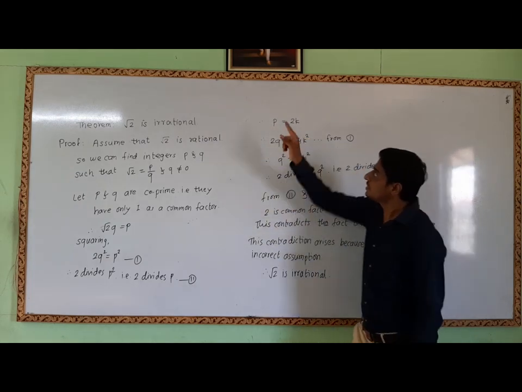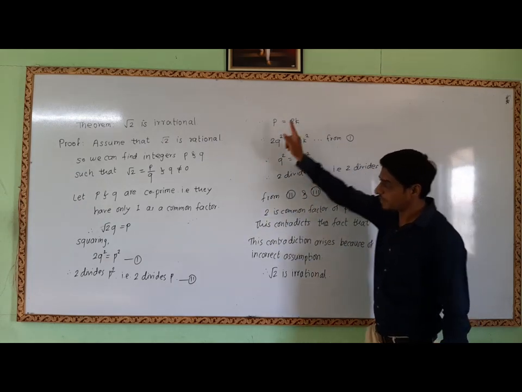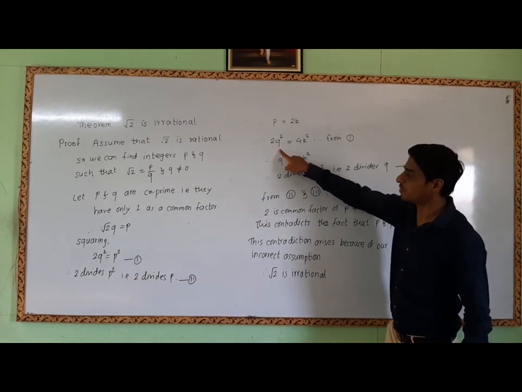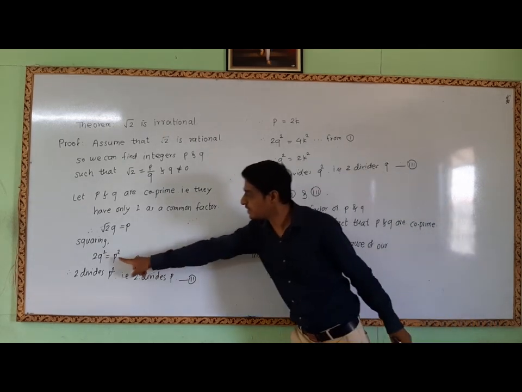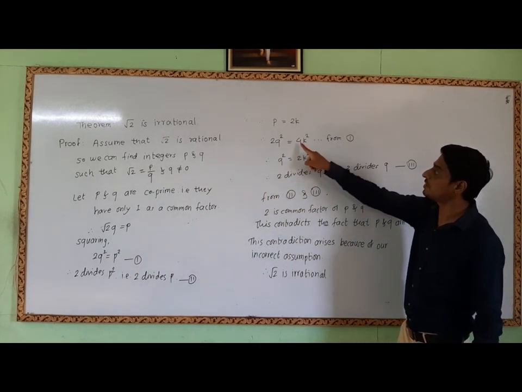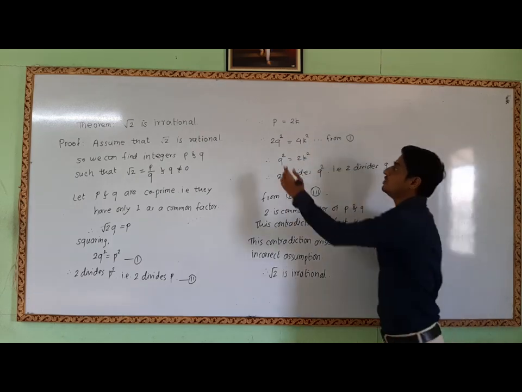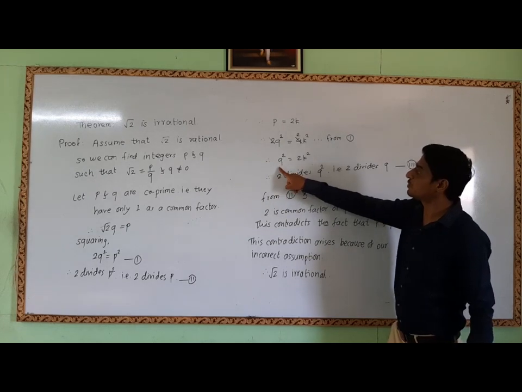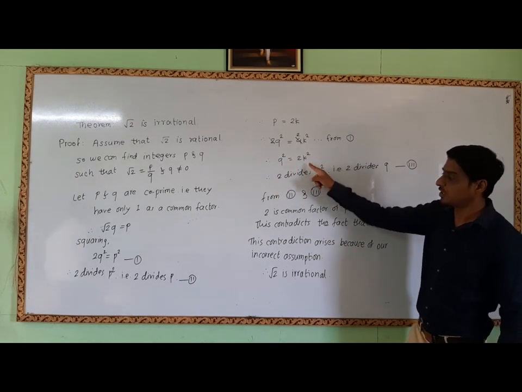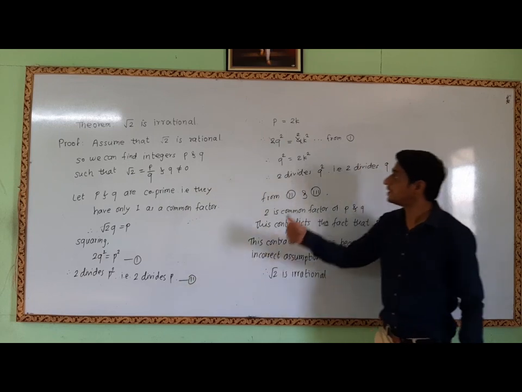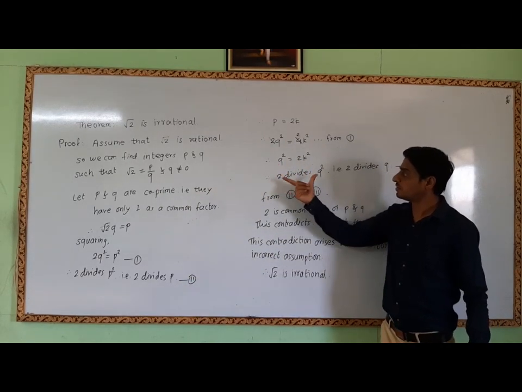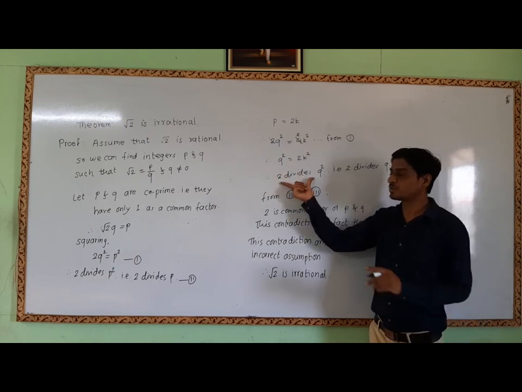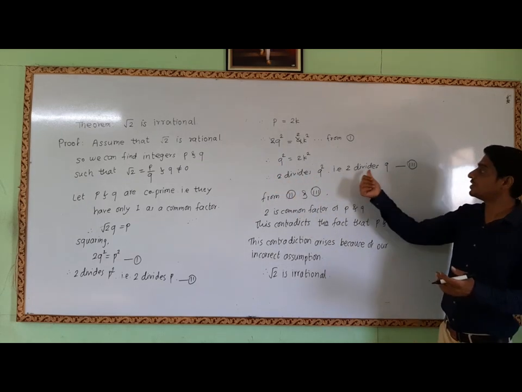Now, if we substitute this value of p in the first equation, then we will have 2 q square as it is, and the value of p is 2k. If we square 2k, it will become 4k square. Now, if we divide by 2, the equation will become q square is equal to 2k square. Now, by this same theorem, 2 divides q square. 2 divide, अगर हम इसको शिफ्ट करेंगे, it will divide q square. 2 divides q square, that implies 2 also divides q.